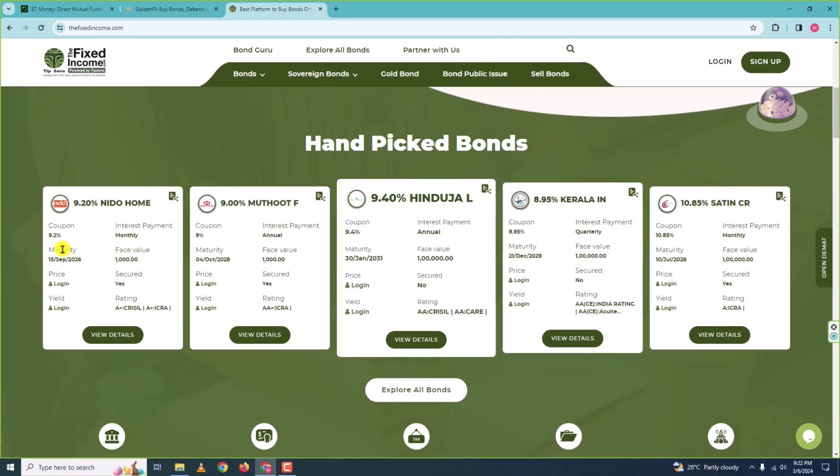Okay, the maturity of this bond is 2026 and the face value is 1000 rupees. Okay, so it has CRISIL rating of A minus here. Alright, so you'll get all the details required for you to analyze the bond before investing. Okay, yes, now let me close this.